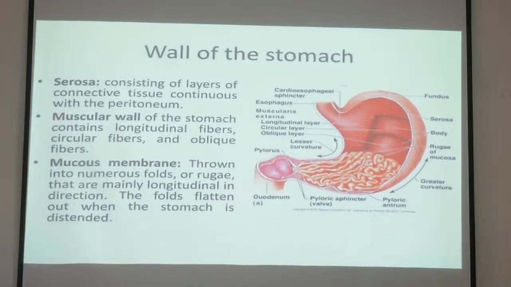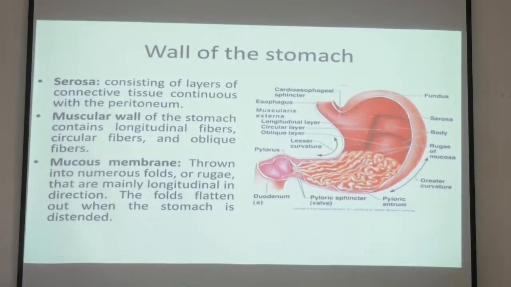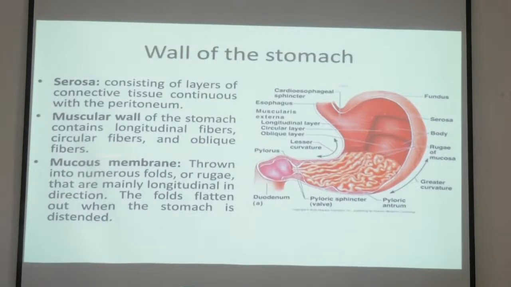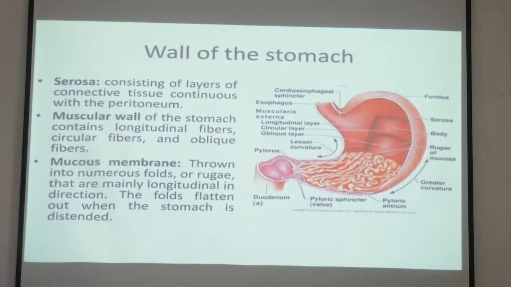Now, the muscular wall. The muscular wall of the stomach contains three muscle layers. Okay. Outermost longitudinal fibers, then middle circular fibers, innermost oblique fibers. These are the three muscular layers.